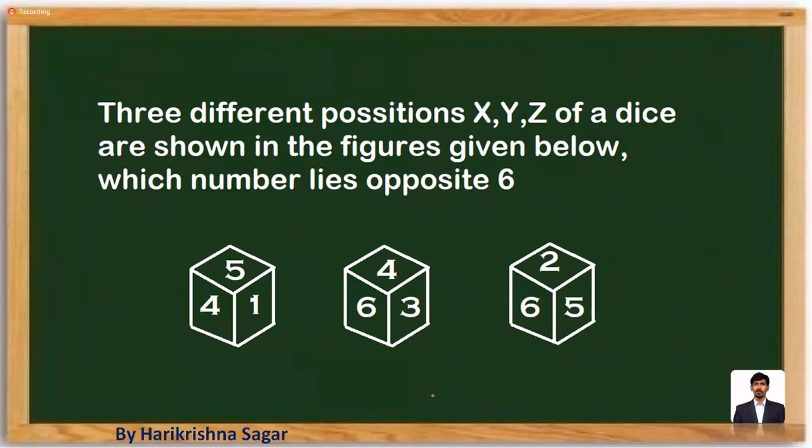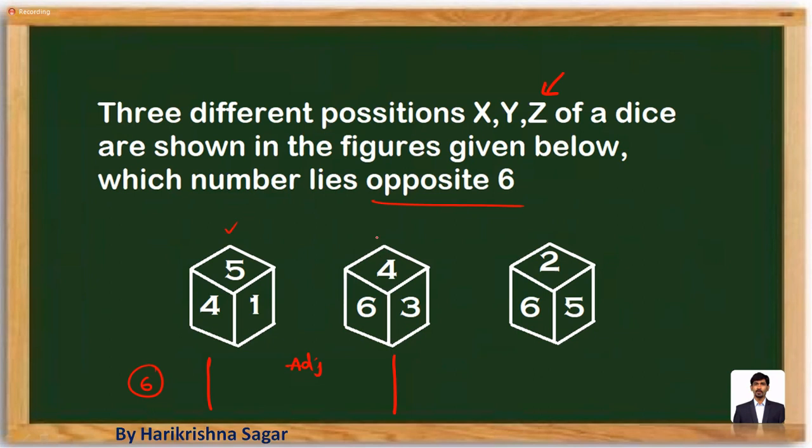The question is given in such a way that three different orientations or three different positions of XYZ of one particular dice are given. They are expecting us to find out what is opposite to the 6. So instead of finding opposite to 6, first try to find what are adjacent to 6.